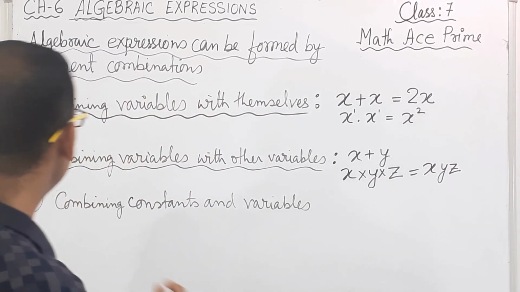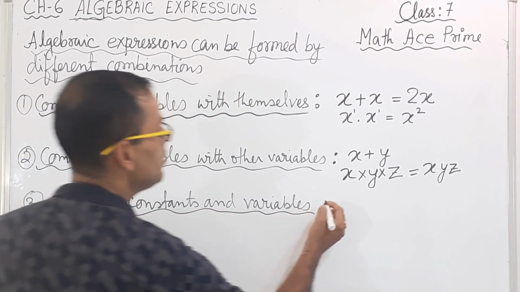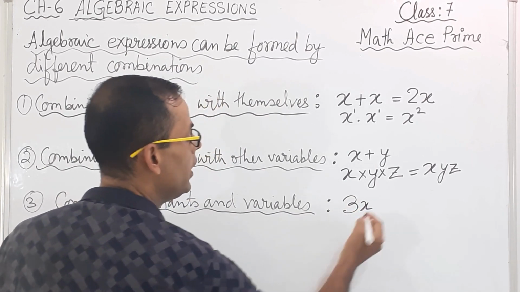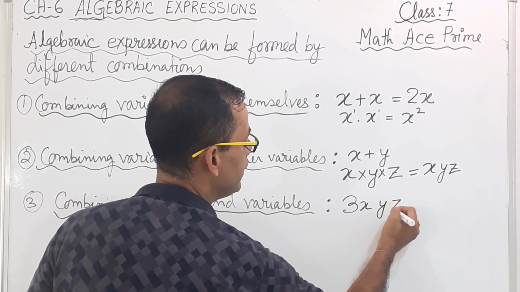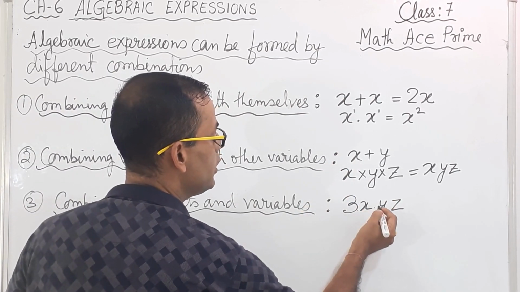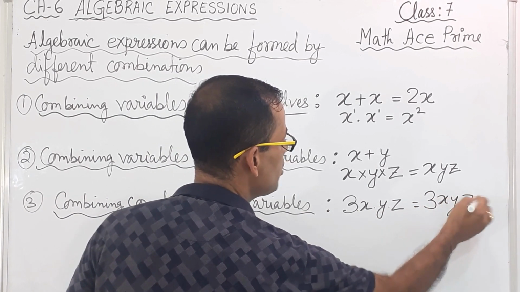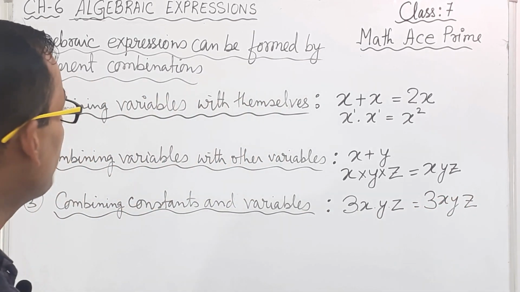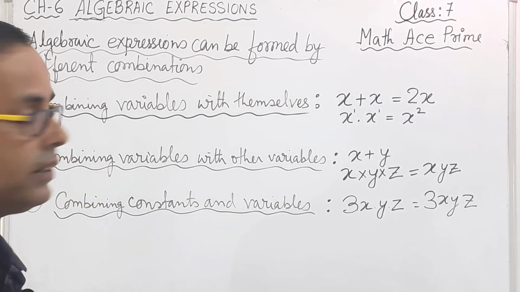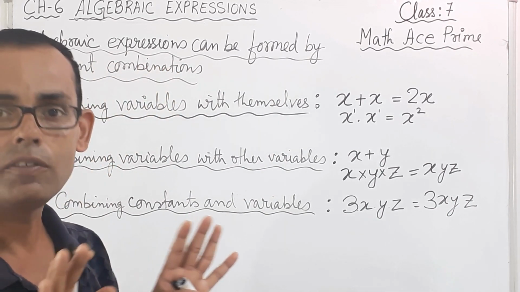Clear now? Then combining constants and variables. Suppose you want to take 3 and then x, and then y and then z. If you want to multiply, then it will be 3 into x into y into z. That means 3xyz. So like this you can combine in different ways, with different combinations. I hope you have understood how to combine algebraic expressions.